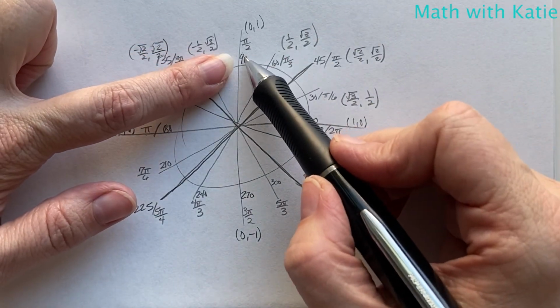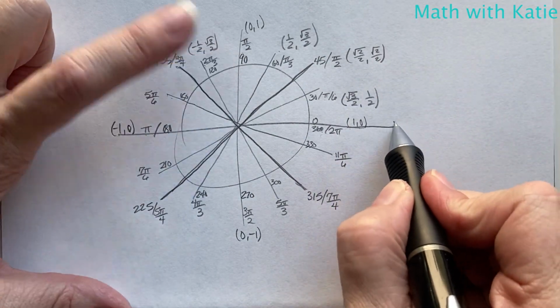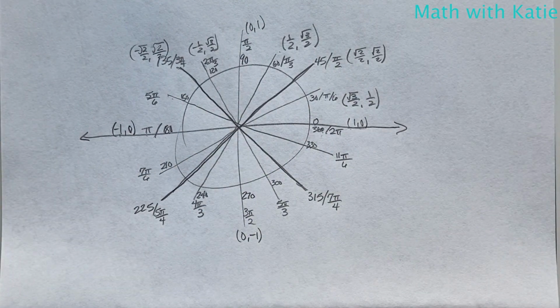1/2 is always closest to the y-axis, root 3 over 2 is always closest to the x-axis. I know this is really messy, but when you're in a rush and your test is timed, I think we only got 5 minutes to fill in the unit circle. You have to do it really quick.